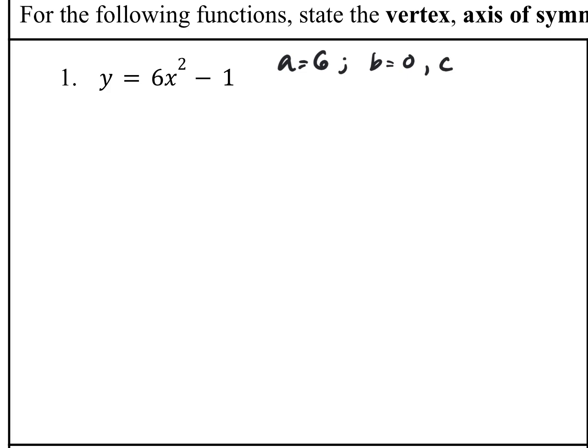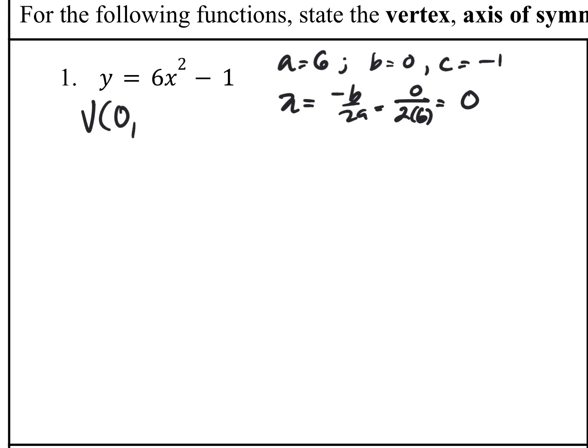And my C is equal to negative 1. Okay, so X is equal to negative B over 2A. Our B is 0, so it's going to be 0 over 2 times 6. 0 divided by a number is going to become 0. So my vertex here is going to be at 0.